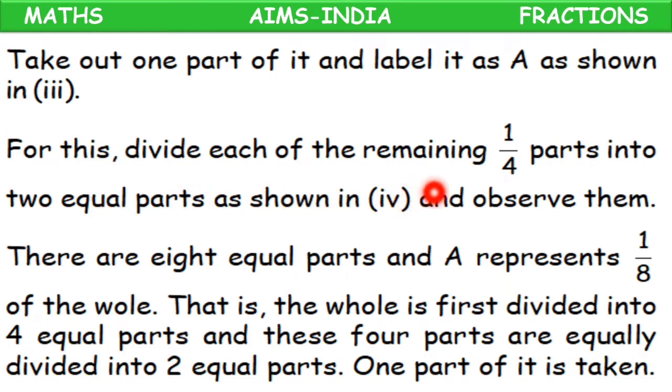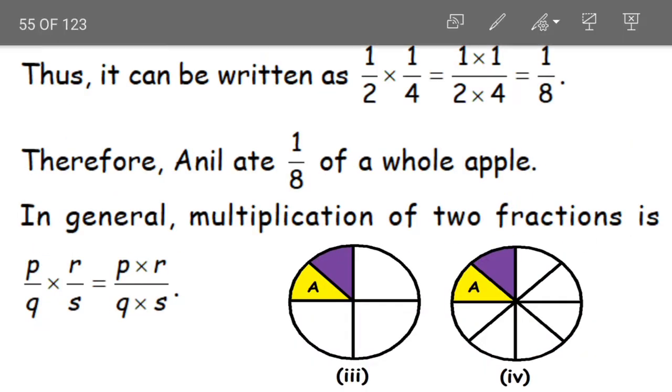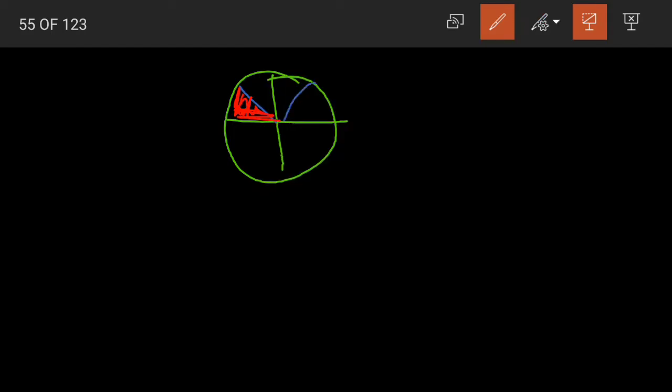Now for this, divide each of the remaining 1 by 4 parts into 2 equal parts as shown in figure 4 and observe them. Here, what did we do, children? First the circle was divided into 4 parts, and from the 1/4, Anil again divided into 2 parts. He ate only this much, 1 by 2. So in the same way, let us divide the remaining parts also into 2. Yes, so we have divided the remaining parts also into 2.